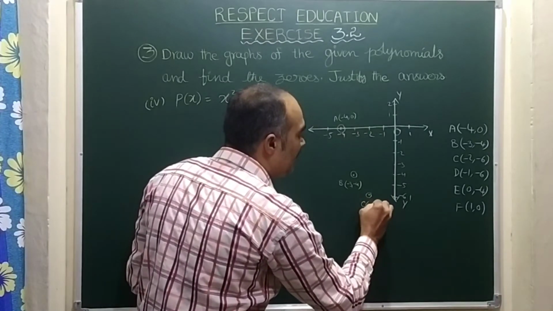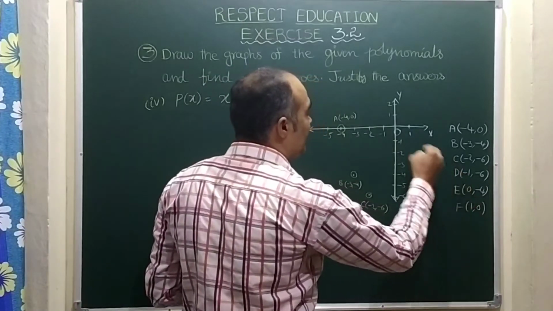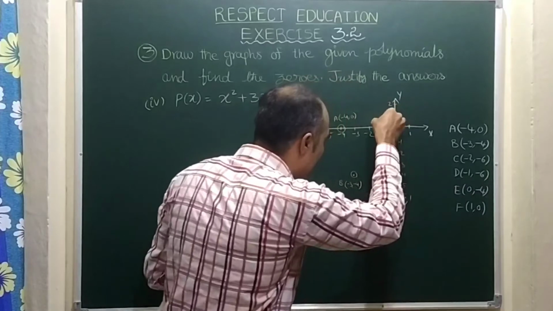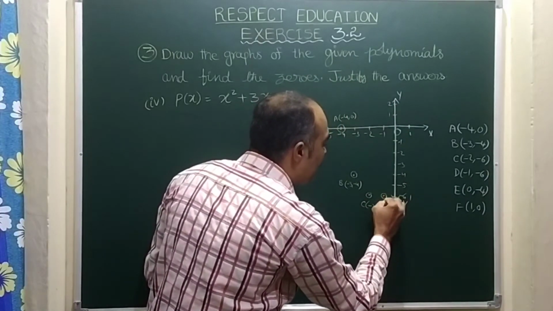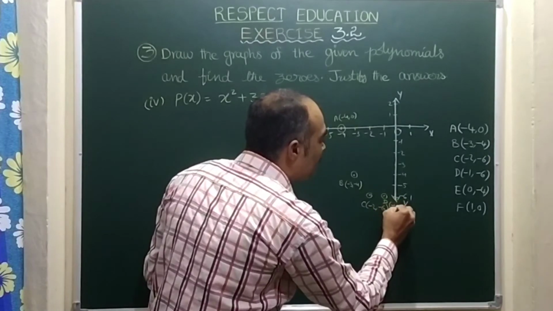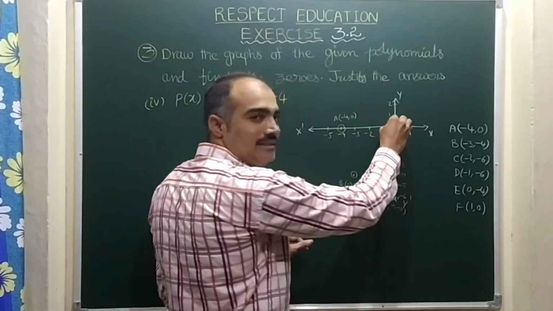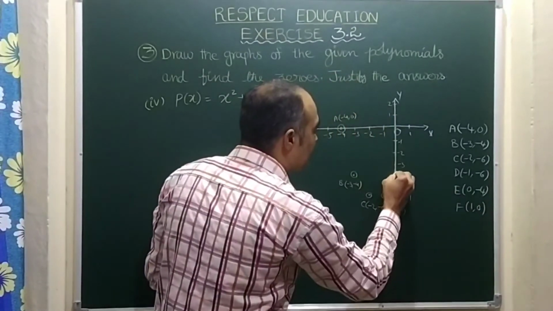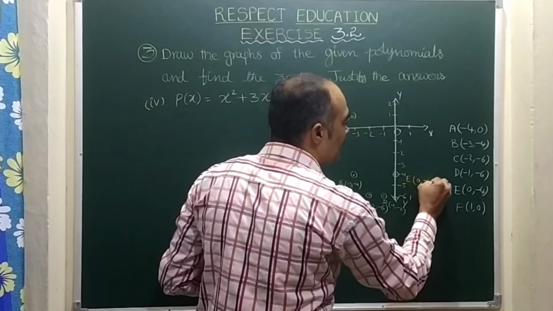This is C, minus 2 comma minus 6. Next point is D. D is minus 1. Minus 1 is ready, so I should go to minus 6, here below minus 6. This point is D, minus 1 comma minus 6. Next one is E, 0. So x is ready at 0. I should go to minus 4. So here this is minus 4. That is E, 0 comma minus 4.